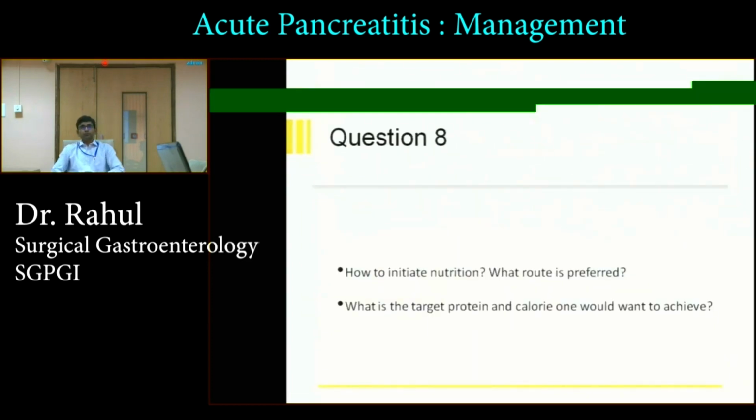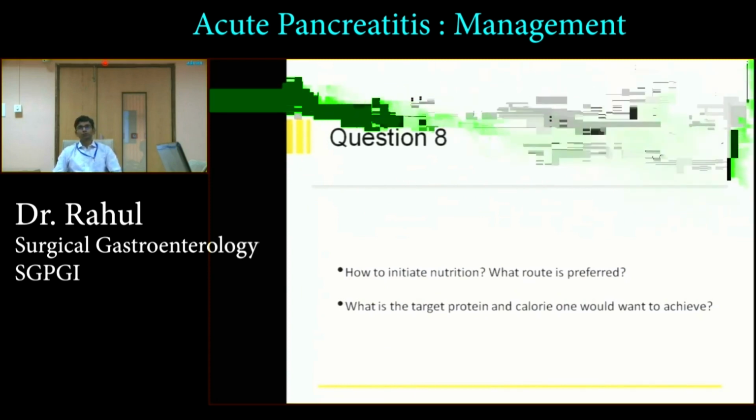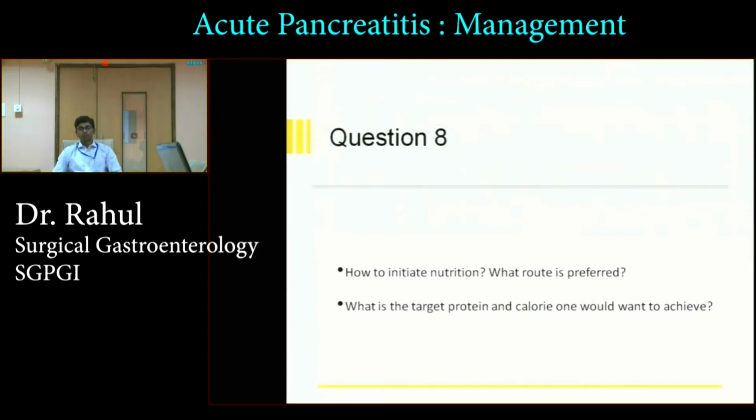Next, please. Now, how to initiate nutrition in all these patients? Because we have classified, we know how to manage initially, but we said in that initial management that nutrition is one of the important factors. So now we should know how to initiate nutrition, when to initiate nutrition, what food should be prepared, and what is the target protein and calorie one would want to achieve.